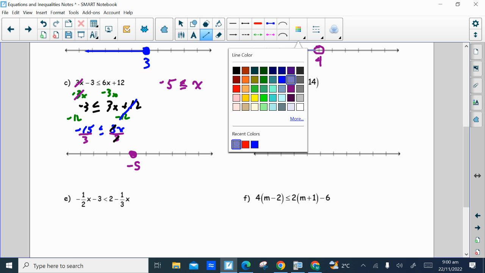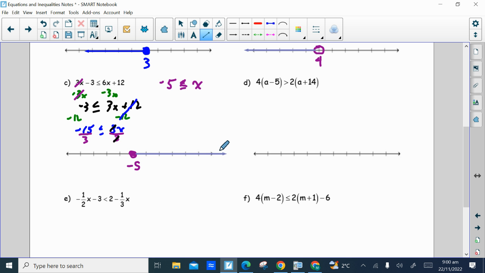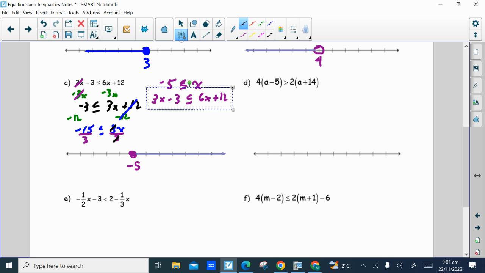Because it's greater than or equal to, the line goes off to the right. There's our solution set. To check it, a number greater than or equal to negative 5 might be negative 4. So I'm going to actually check this by writing it out, because there's x's on both sides, so it's just going to be a little bit easier. So again, our solution is x must be greater than or equal to negative 5, so we can use negative 4.